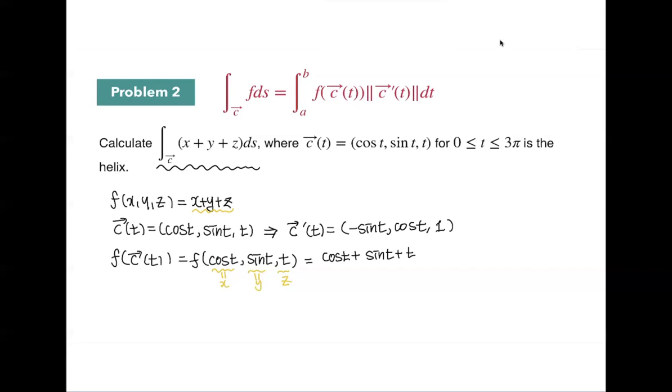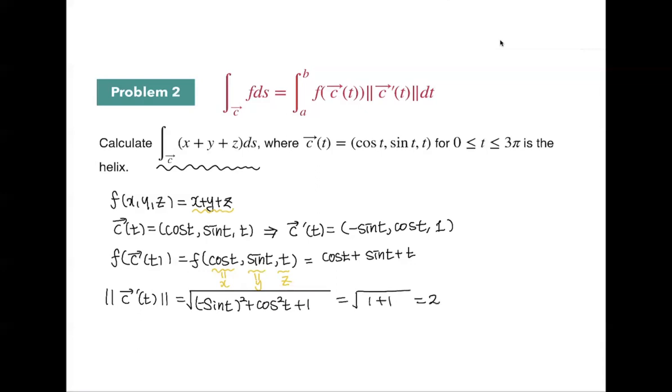So we need to calculate the norm of C prime t. Let's calculate it here. The norm of C prime t is the square root of negative sine t squared plus cosine squared t plus 1. Here, sine squared t plus cosine squared t is 1, so it is 1 plus 1. Oh, sorry, it'll be the square root of 2.